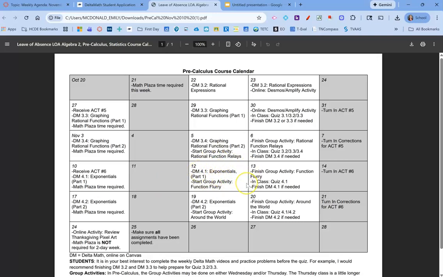On Wednesday, a similar agenda, except you might start doing the function flurry activity that's trying to connect exponential functions with linear functions, kind of comparing those. If you don't do that Wednesday, you might do it Thursday if there's time. If there's not time, you may skip the activity depending on how things are going. Again, in class, it'll be the quiz, and then just turn in ACT number 6 by Friday.